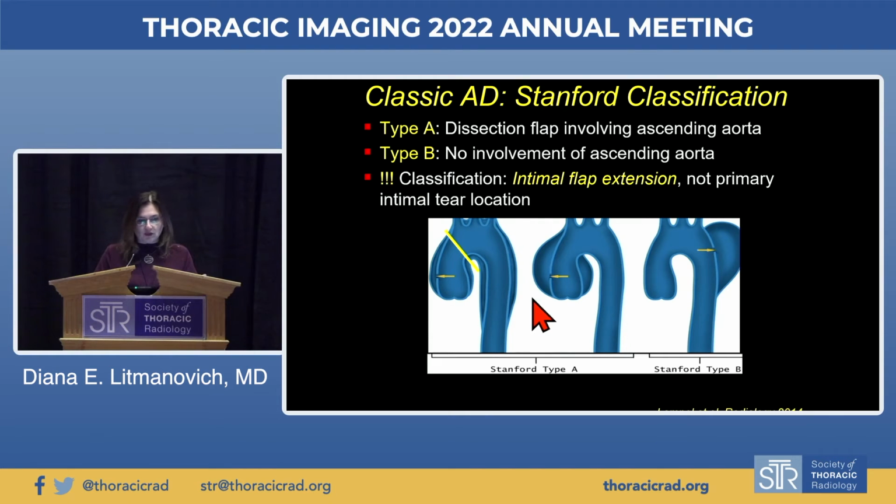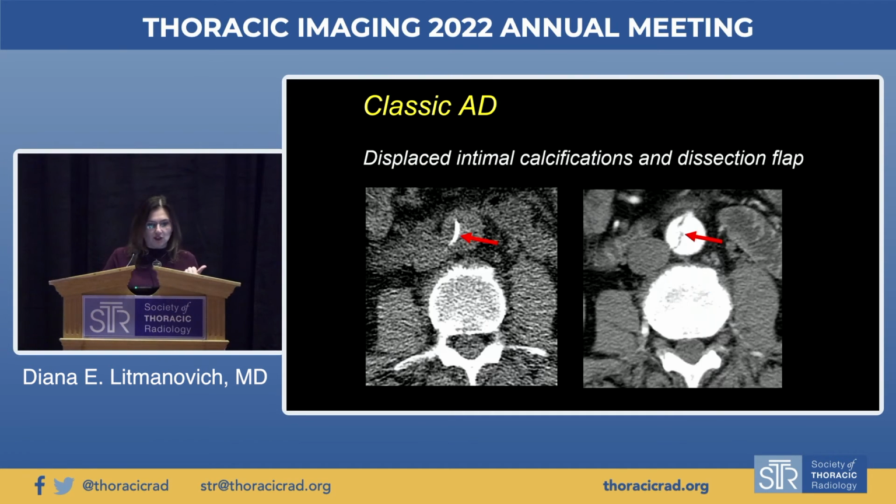Again, anatomy is very important. When we are looking at the classic dissection, we have to be familiar with the classification, type A versus type B, involvement versus no involvement of the ascending aorta. And when you're looking at the flap extension, it's very important to see where the flap goes, not where it starts, because the flap can start in the descending aorta, but go in retrograde fashion into the ascending aorta. That would make it a type A dissection.